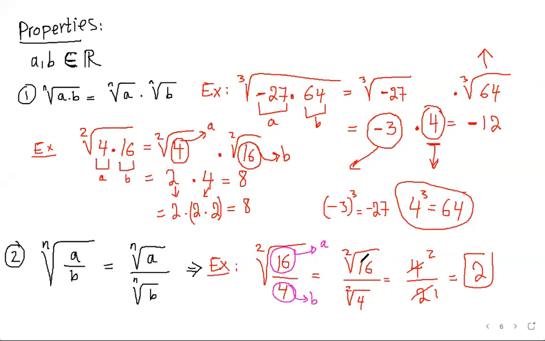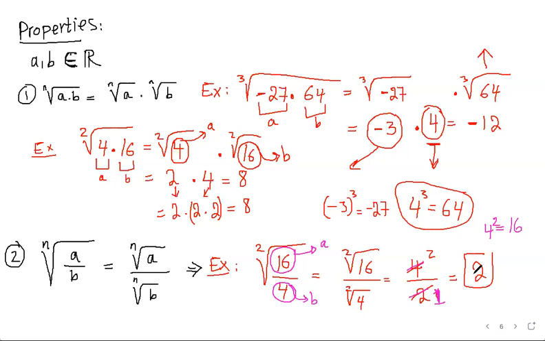Now I need a number that, if I raise it to the power 2, gives me 16. What's the number? It's 4, because 4 to the power 2 gives me 16. So the square root of 16 is 4, and the square root of 4 is 2. Now I simplify it. I divide this by 2, this gives me 1, and this gives me 2, and 2 over 1 is 2. Yes, Steph.